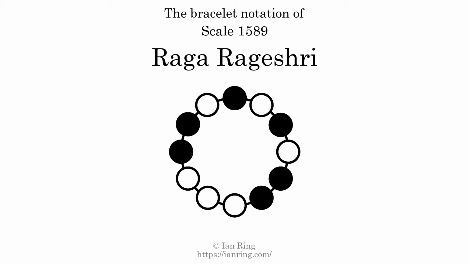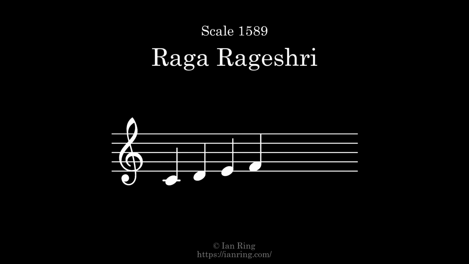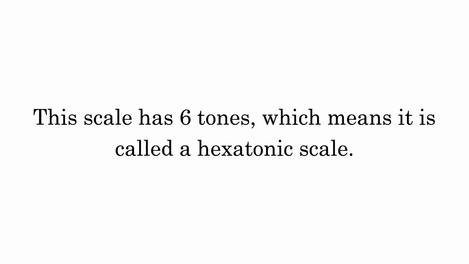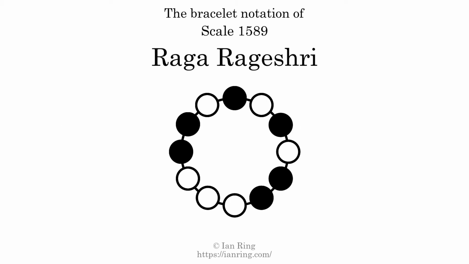1589, Raga Rageshri, which sounds like this. This scale has 6 tones, which means it is called a hexatonic scale. This is a bracelet notation diagram of scale 1589. The shaded circles represent tones that appear in the scale, and they are read clockwise, starting at the top.